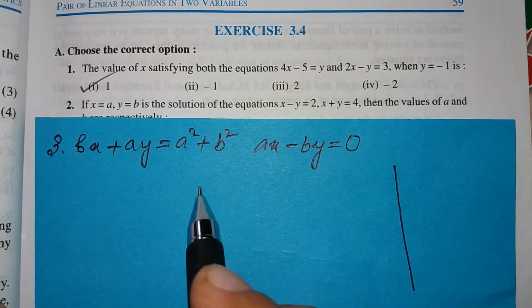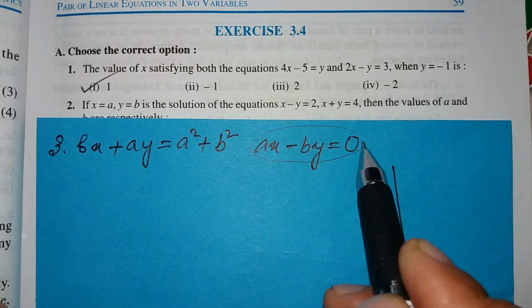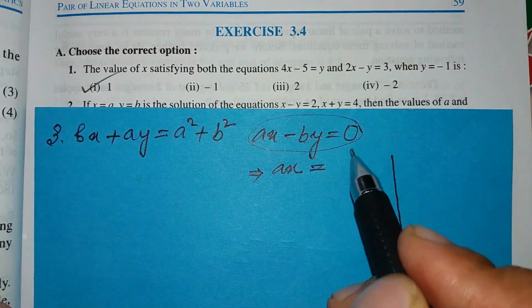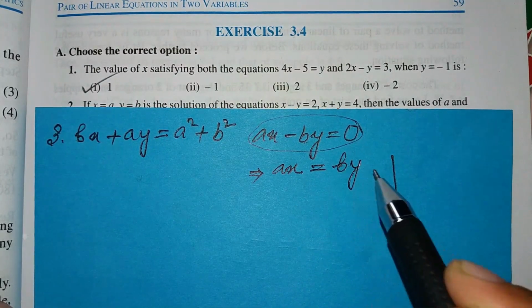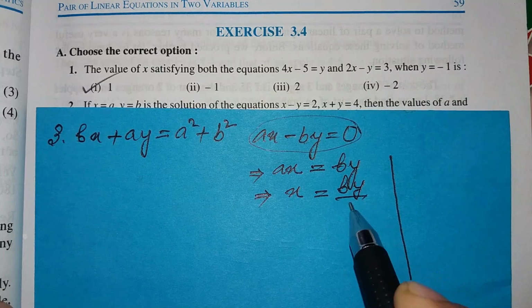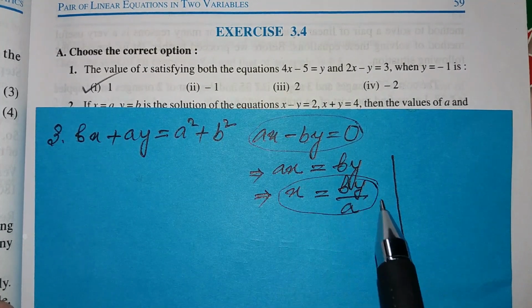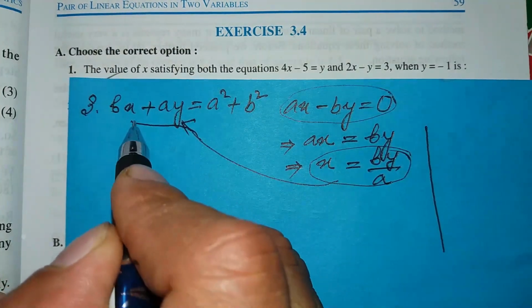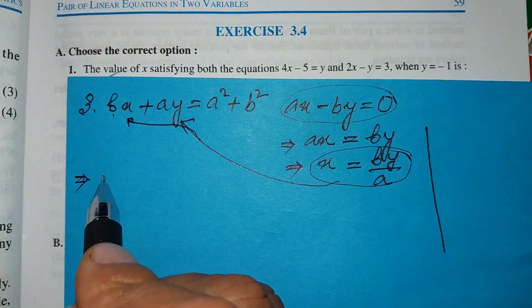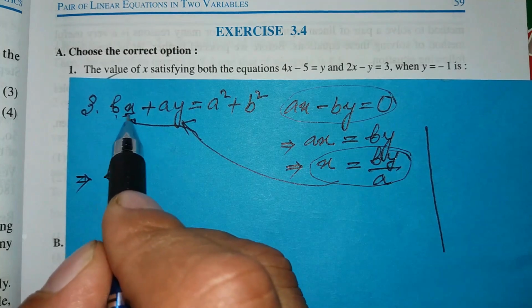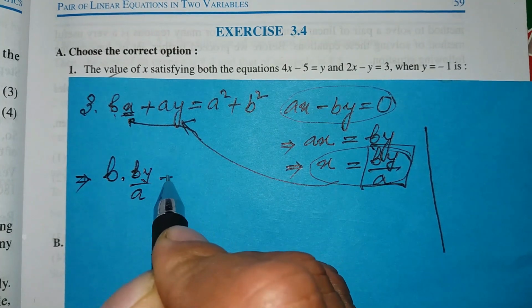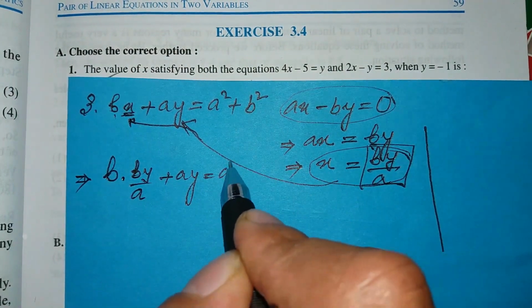So what we can do here is, first let's use this one. Here we can take by to the right hand side, so minus becomes plus. Now divide both sides by a, then you will get x equals by by a. Now we're going to substitute this here. Instead of x we will write by by a, plus ay is equal to a square plus b square.